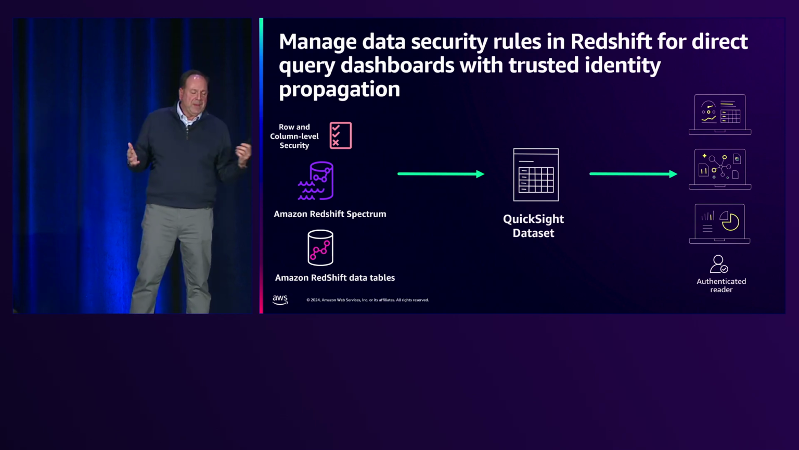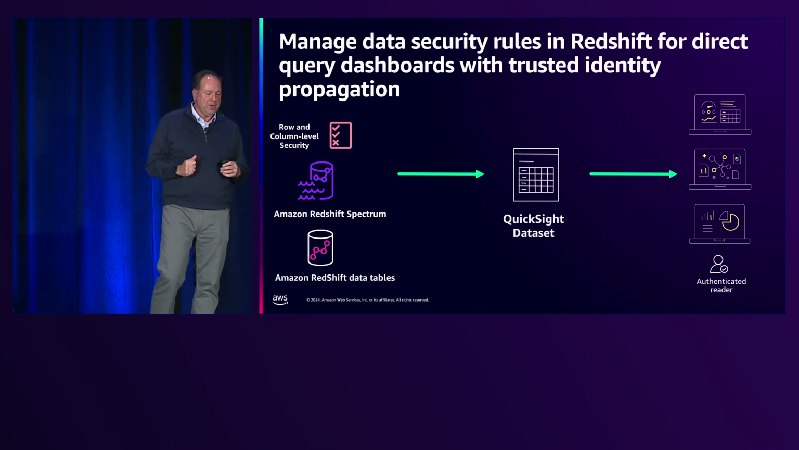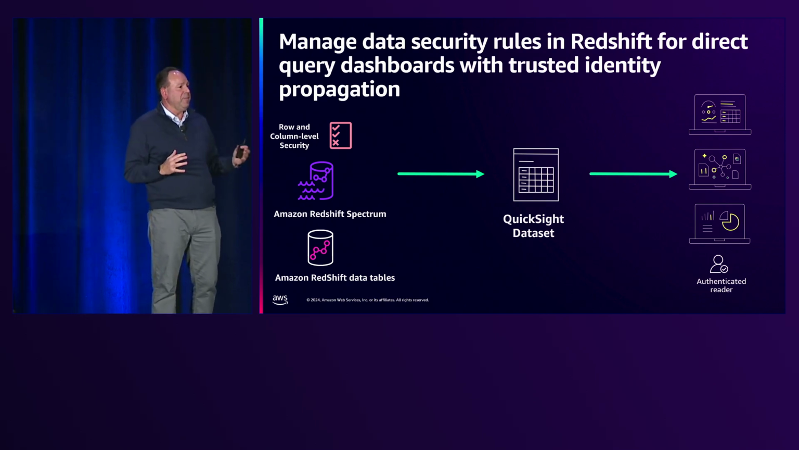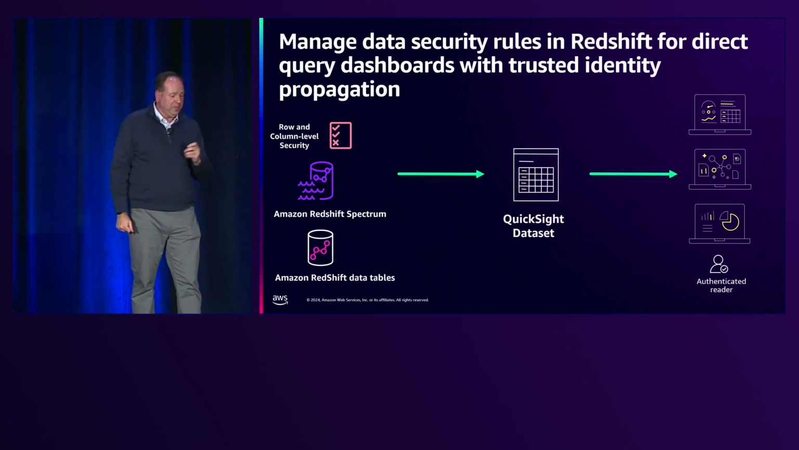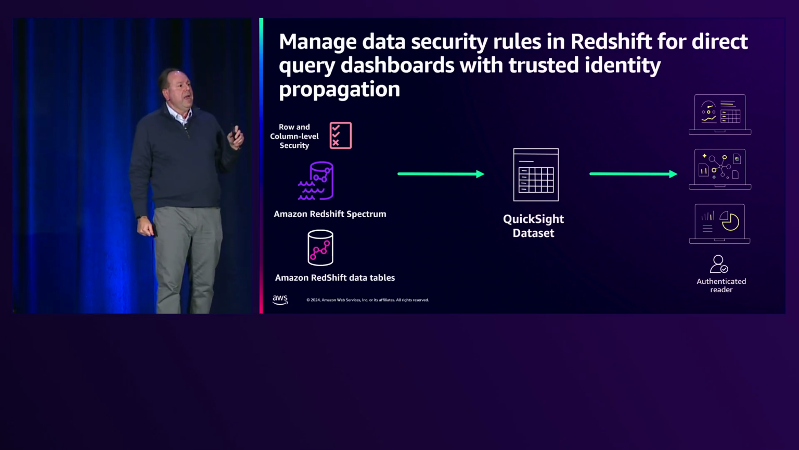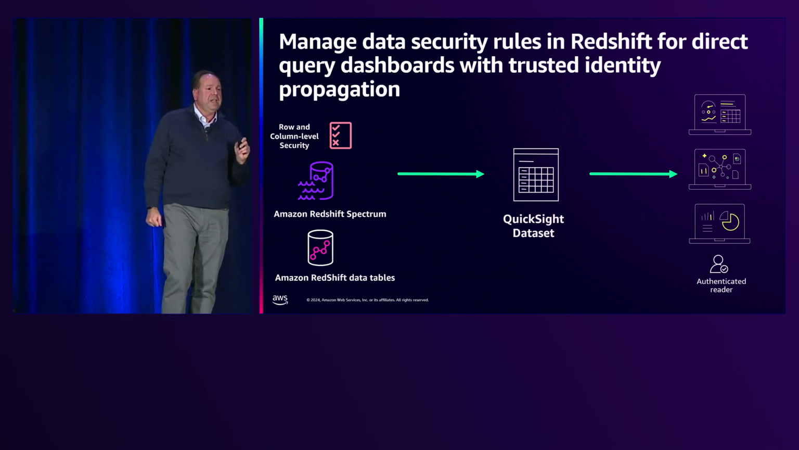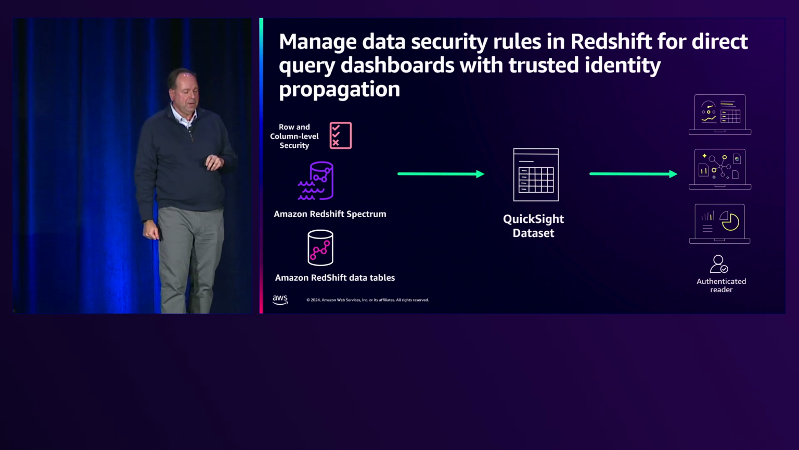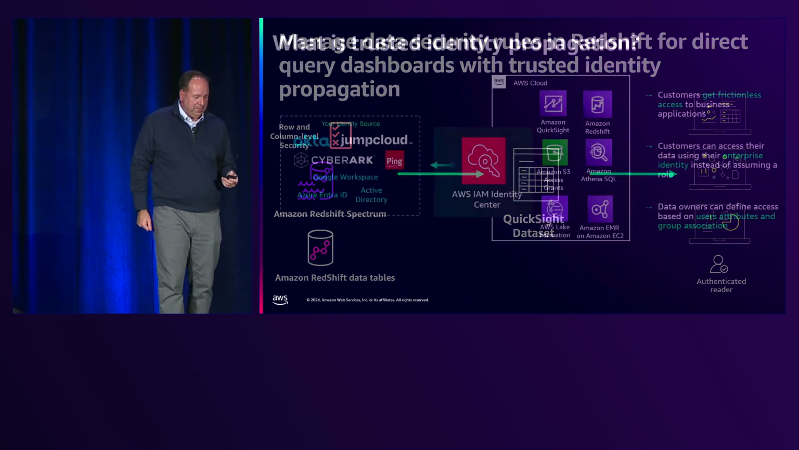But we have some unique capabilities when we pair them with a capability known as trusted identity propagation from Identity Center, specifically with two types of data sources. One, Amazon Redshift Spectrum, and the second one being Amazon Redshift data tables. And then today, there's a new announcement around the SageMaker Lakehouse capabilities. So this capability also comes with that set of capability as well.